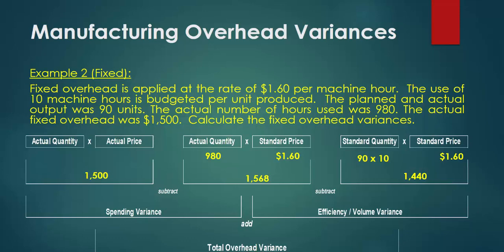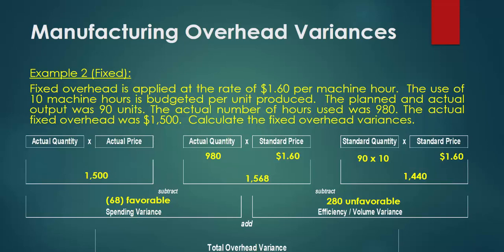Then to get my spending variance, I just take my number on the left, subtract out the number on the right, and I get a negative 68, or a $68 favorable spending variance. I didn't have as much in fixed manufacturing overhead cost as I had allocated. And then to get my volume variance, I again take the number on the left, subtract out the number on the right. This time I have a $280 unfavorable variance because I actually used more time than I anticipated that I would in machining the products.